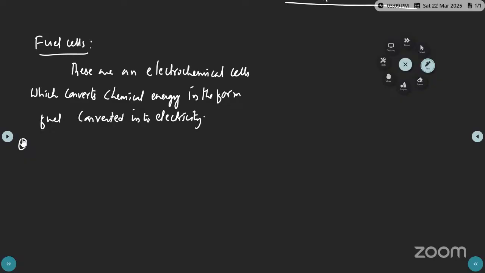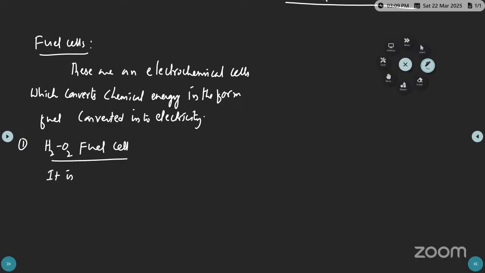And in the fuel cells we have two types. One is the hydrogen oxygen fuel cell, and next the proton membrane electrolyte fuel cell. Okay, proton membrane electrolyte fuel cell. So first hydrogen oxygen fuel cell చూద్దాం. What is hydrogen oxygen fuel cell?